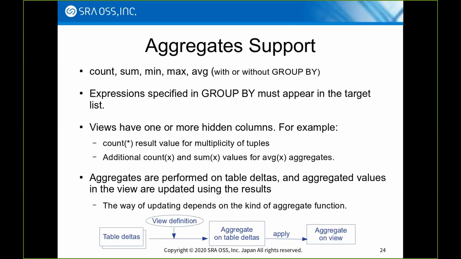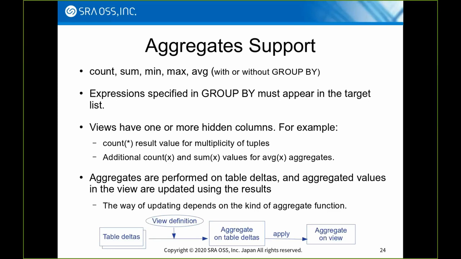We are now supporting some built-in aggregate functions. That is count, sum, min, max, average, with or without a GROUP BY clause. As a restriction, expressions specified in the GROUP BY clause must appear in the target list of the view. Aggregate views have one or more hidden columns. For example, a count value is stored for multiplicity of duplicated tuples, and count and sum values are stored for the average function.